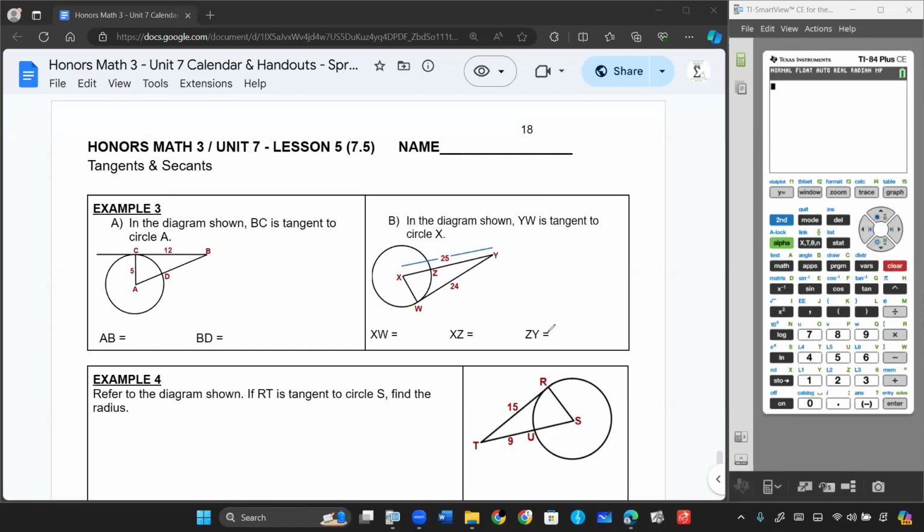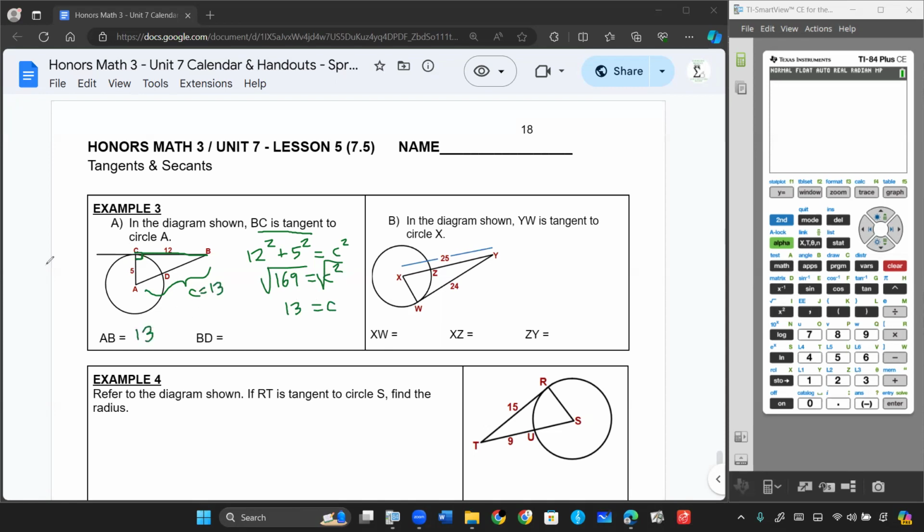this example set here. So for example 3, we want to know what AB and BD are. We are given that BC is tangent. So since BC is the one that's tangent, that means the right angle will be formed right there. Now, if I want to get AB, well, that's just the hypotenuse of a right triangle. That's going to be a squared plus b squared equals c squared. So 12 squared plus 5 squared is going to be 144 plus 25. And then you can square root both sides. The square root of 169 will get you 13. So I know c is going to be 13. That means AB is 13.